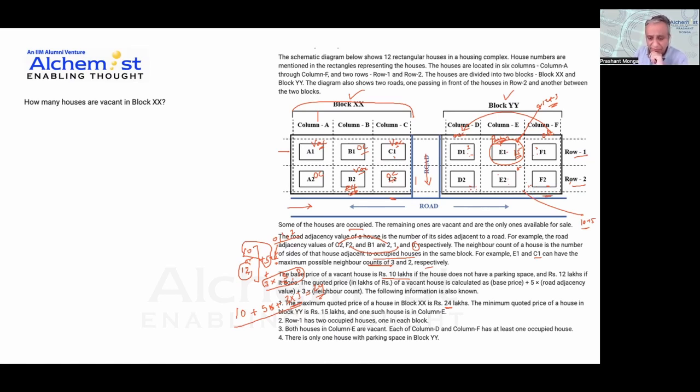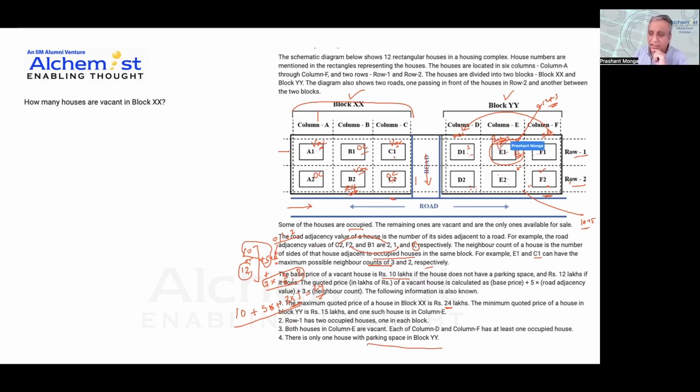So this is 15. If F2 is occupied, let's say F1 is vacant. So one of these is occupied, one of them is vacant. So F1 is vacant, E1 is definitely vacant, and let's say this is occupied. F2, one has to be occupied. So the pricing of F1 would be 13. It will be 10 because... there's only one house with parking space in block YY, and we know E1 has that parking. So this will be 13.